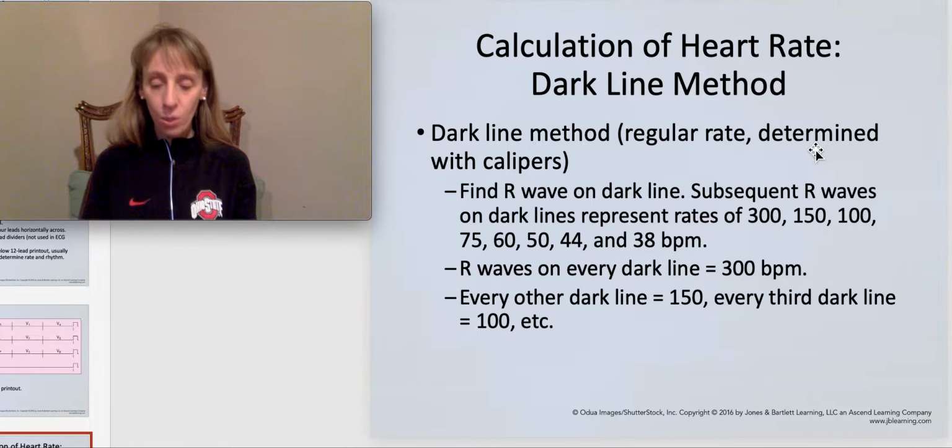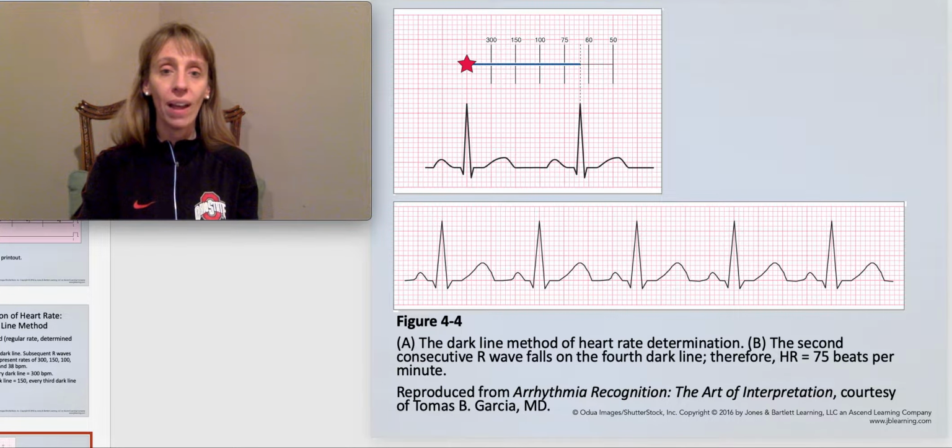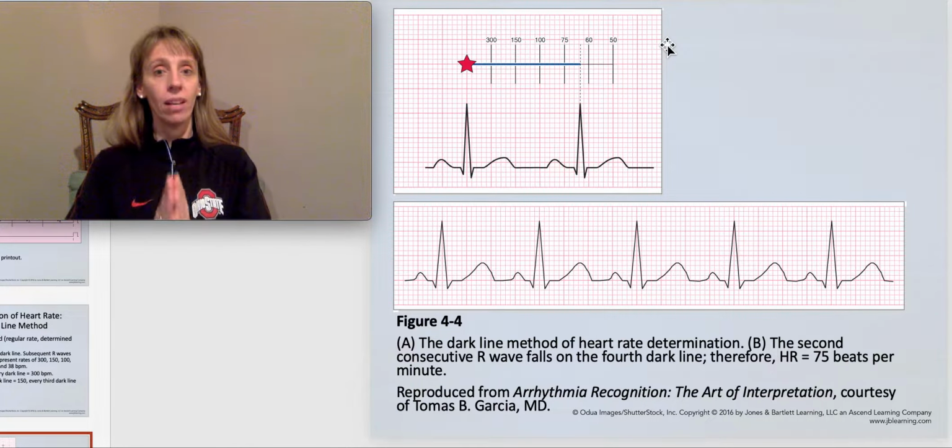So how this works, before reading this slide, I want to just show you. We need to find an R wave that happens to be printed. Here's the R, right? So P, Q, R, S, T. The R waves are the spike. So you want to find an R wave that is printed on one of the bold lines.